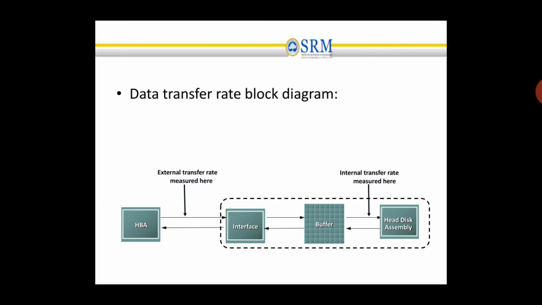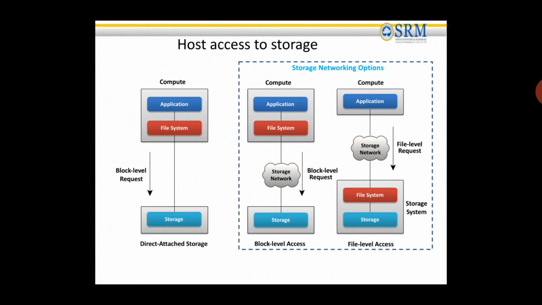But the external transfer rate is calculated between your disk and the host bus adapter connection. That is, it is the rate at which the data can move through the interface to the HBA. The external transfer rate is generally the advertised speed of the interface, such as 133 MB per second for Advanced Technology Attachment.